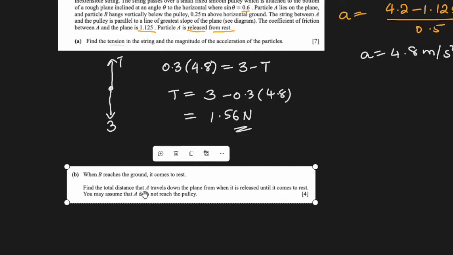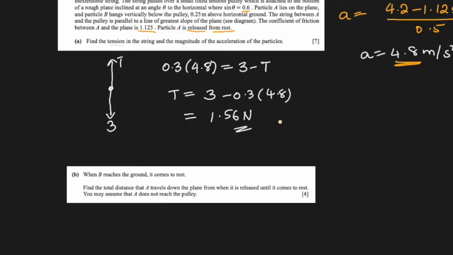Find the total distance A traveled down the plane from where it is released until it comes to rest. This is a little confusing. How can it come to rest? Let's assume that they're saying that it comes to the ground, hits the ground, but does not go anywhere, just stays there. That's what we can do. Otherwise it can't come to rest, because we have an acceleration here, 4.8 meter per second square. It will not come to rest by itself, okay.